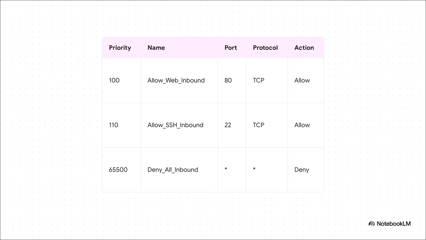So here's how it works. The NSG looks at the rules based on priority, starting with the lowest number. So Rule 100 here says, okay, let's allow web traffic on port 80. Then Rule 110 says, and let's also allow secure SSH access so we can actually manage this thing. And then way down at the end, there's this catch-all rule that says, deny everything else. So if the traffic doesn't match one of our allow rules, boom, it's blocked. It's really simple, but incredibly powerful.